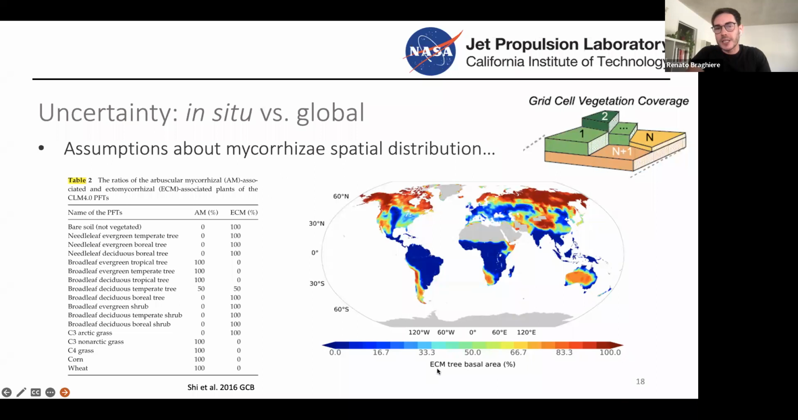So we have here the ectomycorrhizal tree basal area in percentage. Red areas represent the locations with most presence of ectomycorrhizae, and blue areas the opposite, arbuscular mycorrhizae. And so by doing this, we were able to replicate that consensus that the tropics are mostly dominated by arbuscular mycorrhizae, and the extratropics are mostly dominated by ECM.